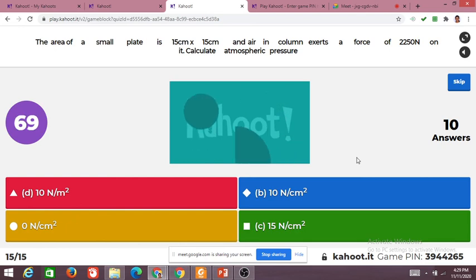Okay, two more to answer. Should I repeat, children? Okay, I'll repeat. Two more to answer. So, the area of a small plate is 15 centimeter into 15 centimeter and air in column exerts a force of 2250 Newton on it. Calculate atmospheric pressure. Options: 10 Newton per meter square, 10 Newton per centimeter square, 0 Newton per centimeter square, and 15 Newton per centimeter square. So let's wait, the time is going, 16 seconds now.